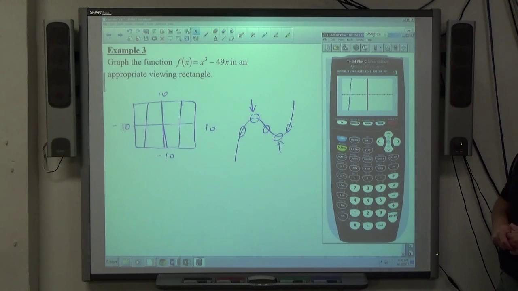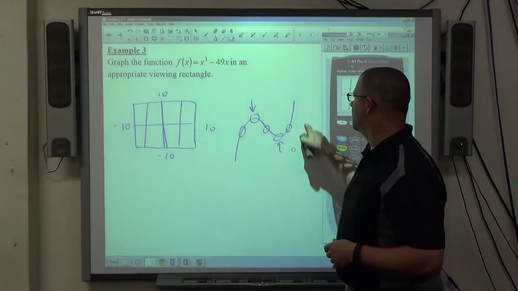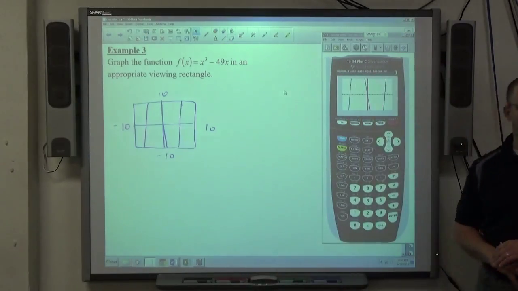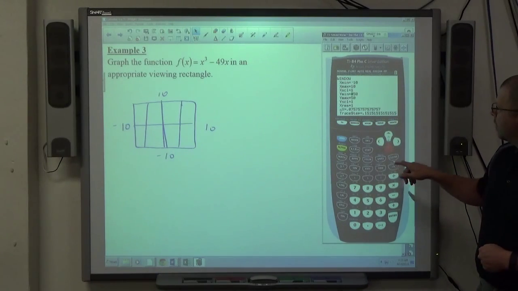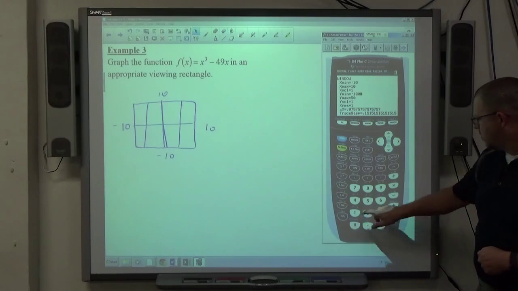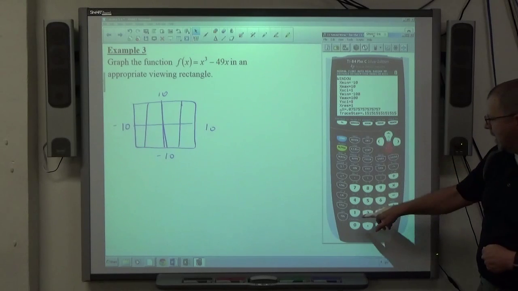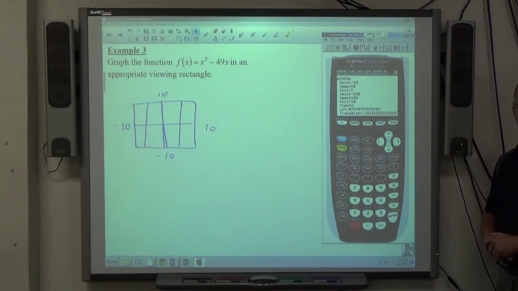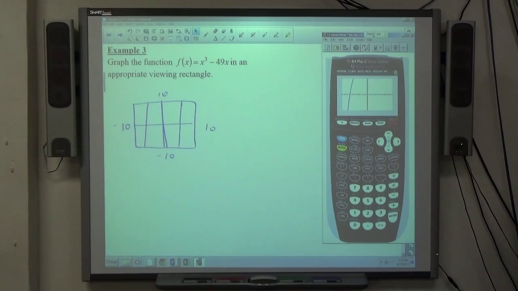Nope. Getting closer though, right? You don't have to draw that picture, just know that we didn't go high enough. How high do you think we have to go? 100. Okay, so window, go back to y, go negative 100, positive 100. Now I'm going to change my y scale to 10, otherwise it's going to start getting really hard to see those dashes. We're a lot closer, still not there.